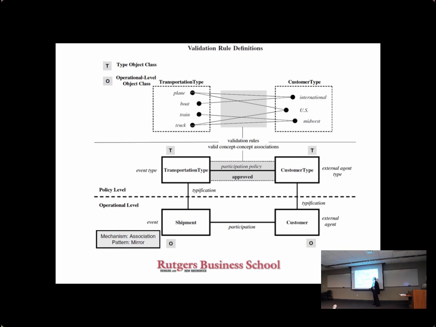So the mechanism is association, but what is implemented is a validation rule. So basically, this many-to-many table will contain only the pairs of customer type and transportation type, which defines the allowable modes of delivery. Okay? So this is how this stuff is implemented. Again, this is fairly straightforward, right? Any questions about this?